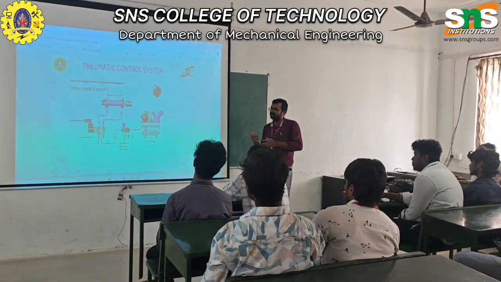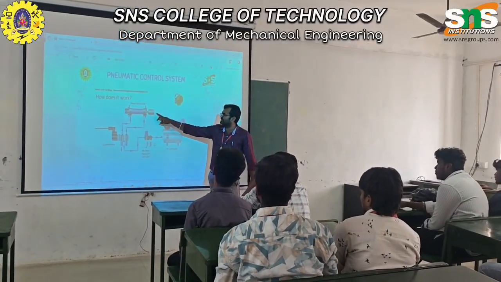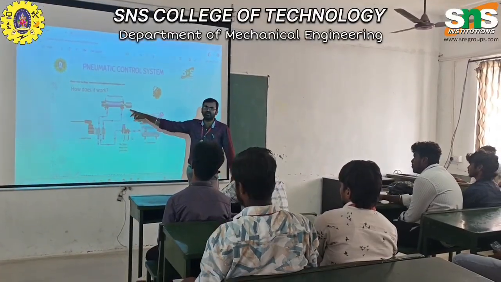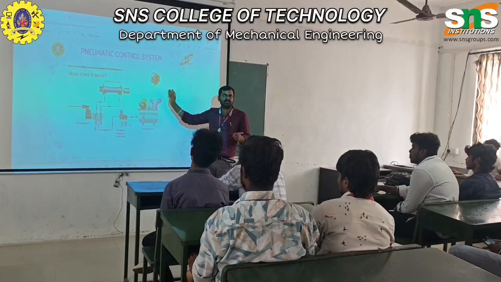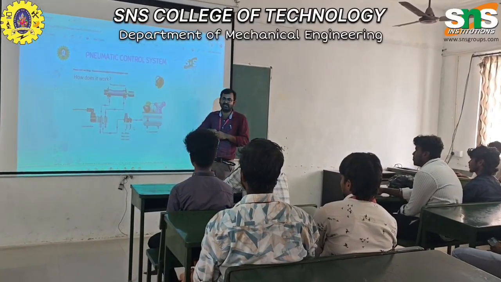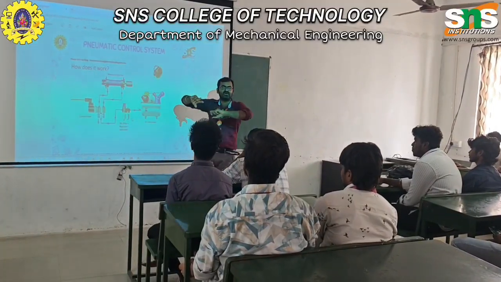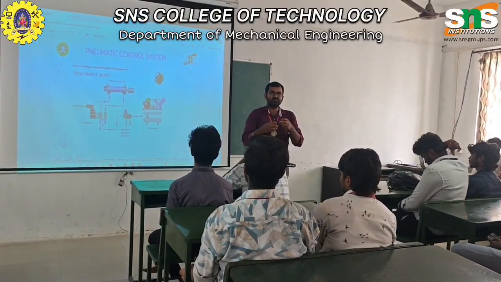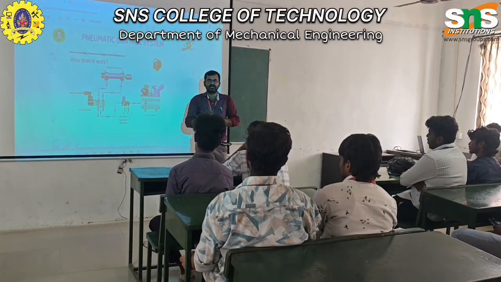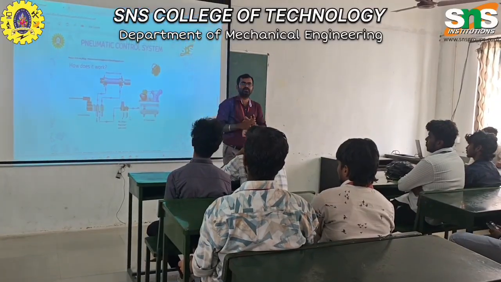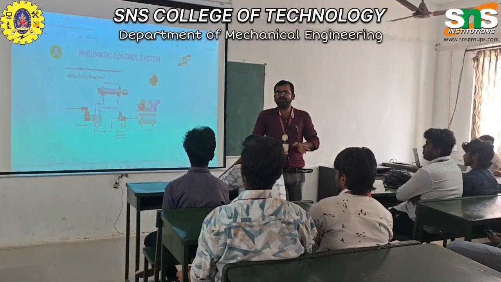Another purpose is that we have to clamp the workpiece. For example, here we are fixing the workpiece. Here we are using one double acting cylinder, and in the opposite direction we can use another double acting cylinder. When both cylinders are extended, the clamping of the workpiece is taken care of. When both cylinders are retracted, the unclamping is taken care of. This way we incorporate the pneumatic control system in our CNC system.